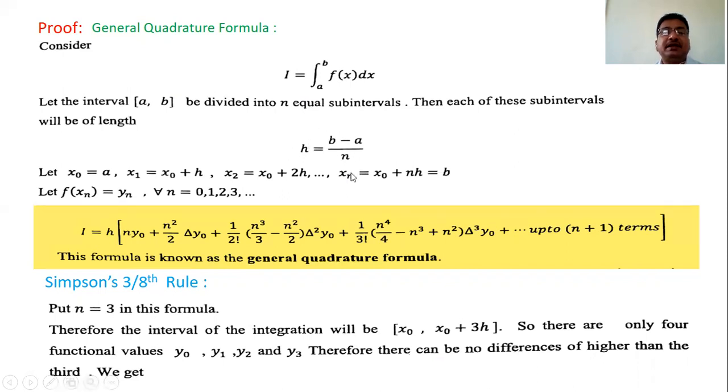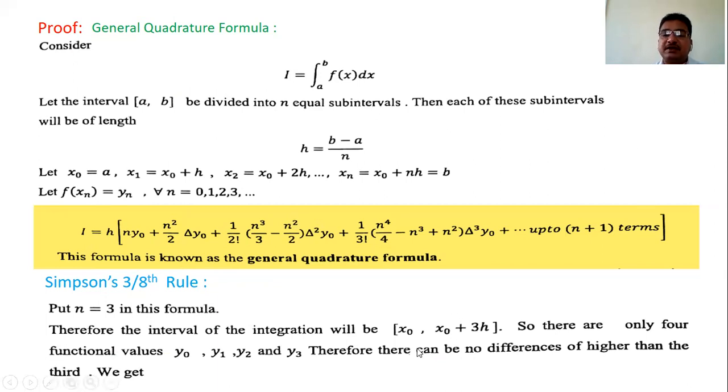There is no condition on the number of sub intervals while applying the trapezoidal rule. That is, take any number of sub intervals. But while applying Simpson's 1/3 rule, the number of intervals must be even. While applying Simpson's 3/8 rule, the number of intervals must be a multiple of 3.